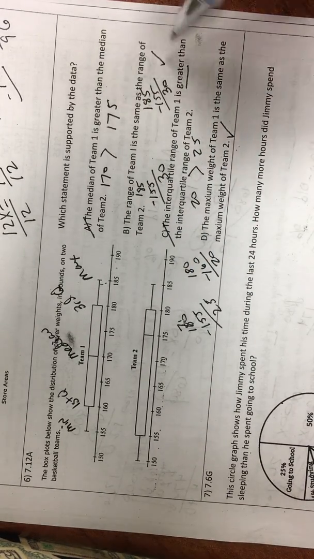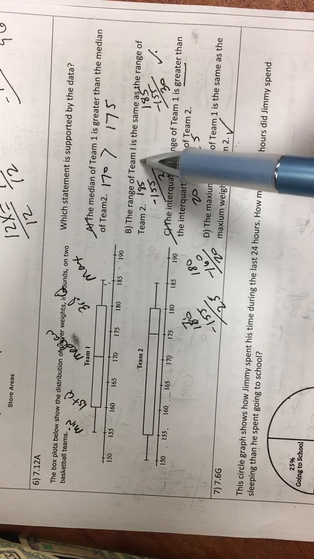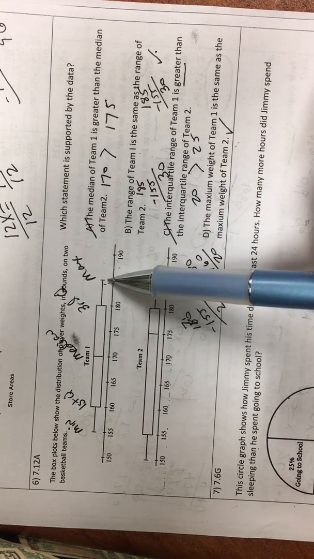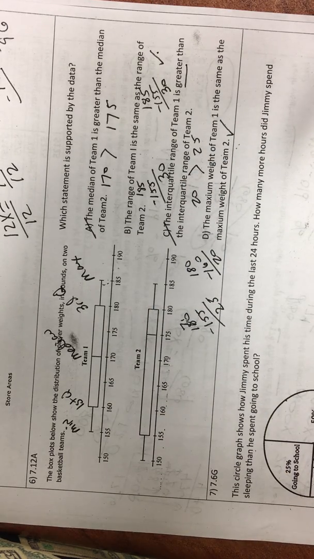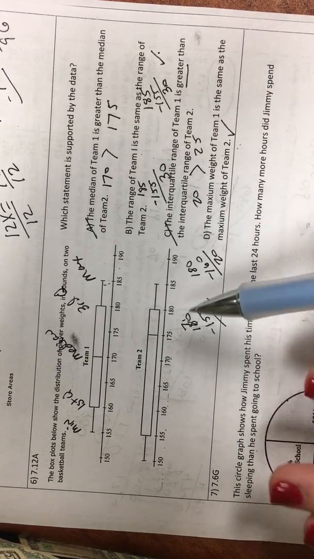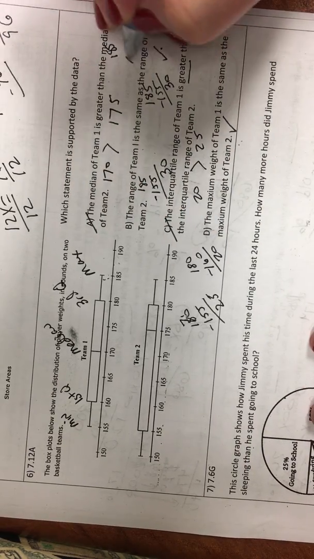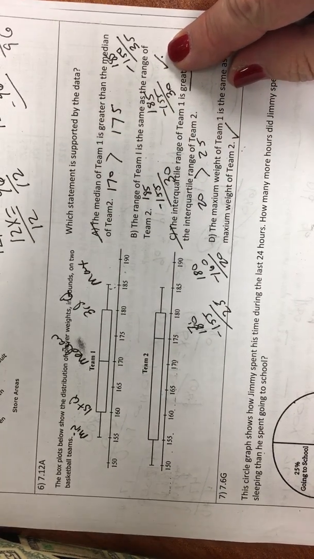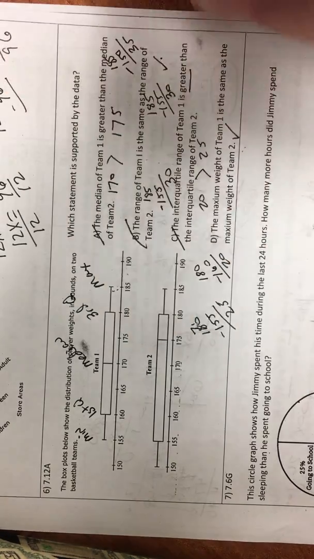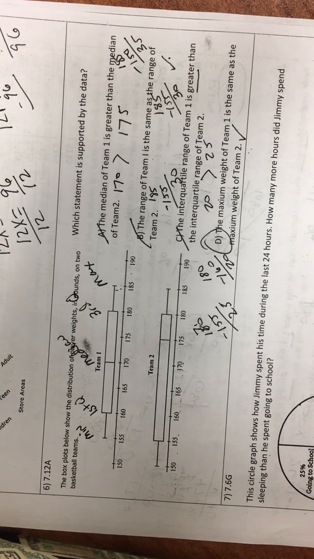But I also got that B is true, so either I subtracted wrong or I've got a typo. Let's see. So the range of team 1 is the 185 and the 155. And when I subtract that, I get 30. And the range of team 2, oh, I did it wrong. The range of team 2 is 185 minus 150. So that's a range of 35. So those are not the same. So that's answer choice D. So that's a reason we want to always double check because we might mess up.